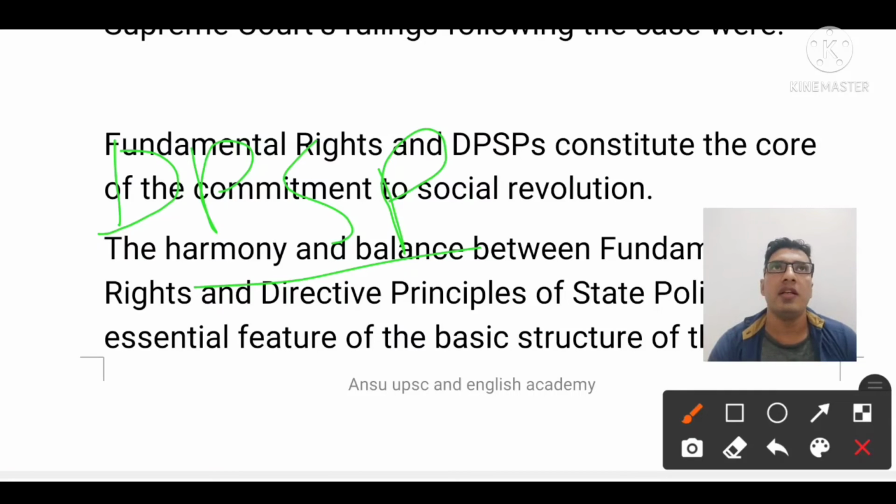Political sanction means, like, DPSP is about providing a welfare state and providing facilities to the people. What is the political sanctity?